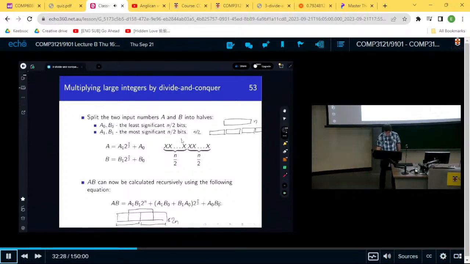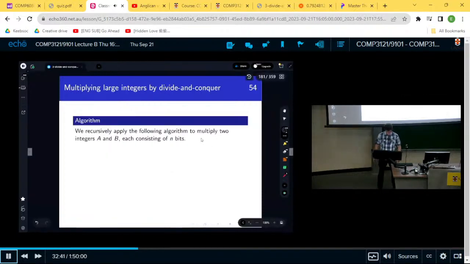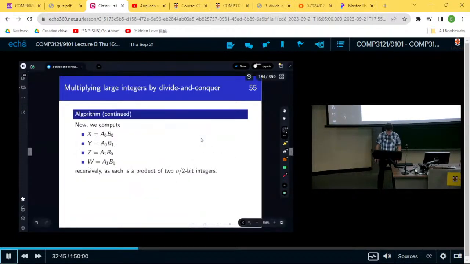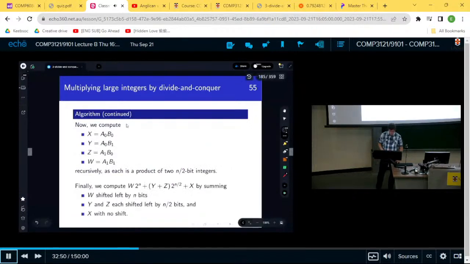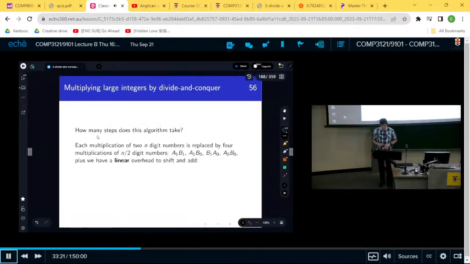So continuing in the same way, at the next level we get integers of size n divided by 4, and we have 4 times as many operations as in the previous level. Okay, so now we can use our master theorem. So that's the 4 multiplications we need to perform. This is how we obtain the results. So we compute those 4 multiplications. The W, the most significant ones, are shifted by n bits. The other 2 are added up and then shifted by n half bits. And x is not shifted at all. That's for the least significant bits. Okay, so 4 operations on n half digits, and a linear overhead to shift.